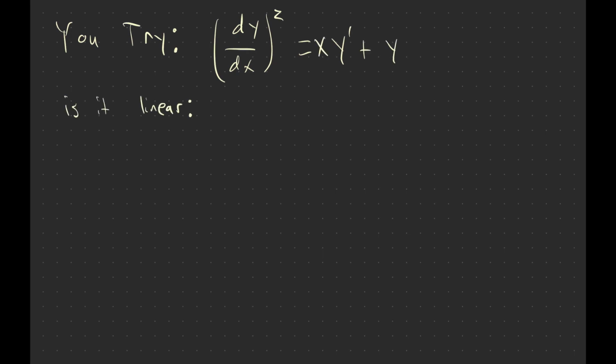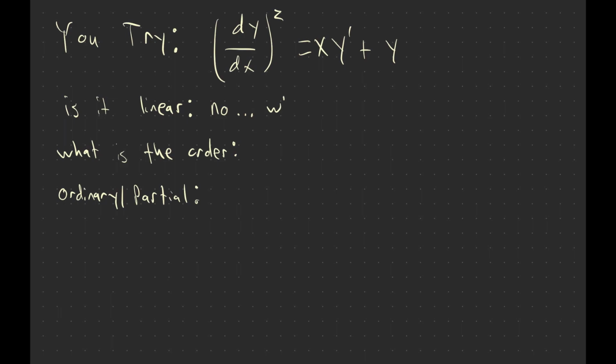Now I want you to give this a shot. Classify this equation for me. The equation is the first derivative of y squared equals x y prime plus y. I'll give you a second to pause and work that out for yourselves. So it's not linear. Why is that? We'll show you in a bit. Let's get to the easier parts first.